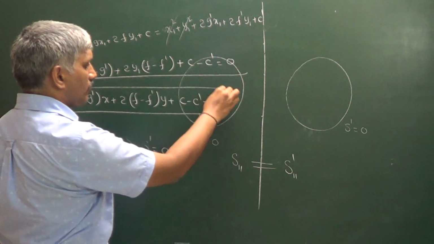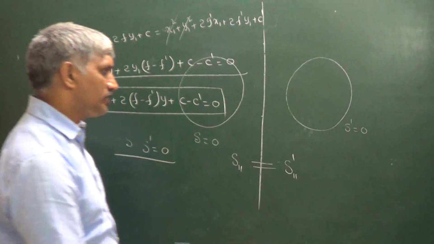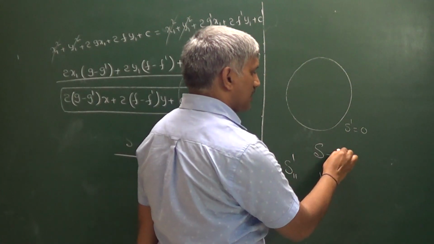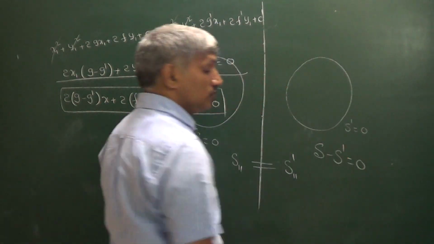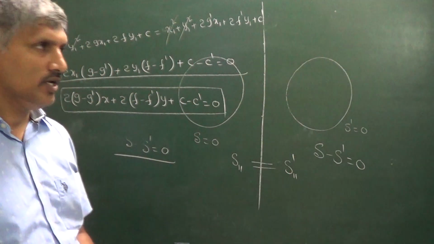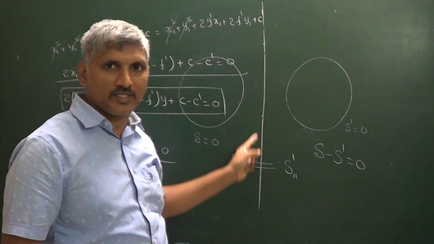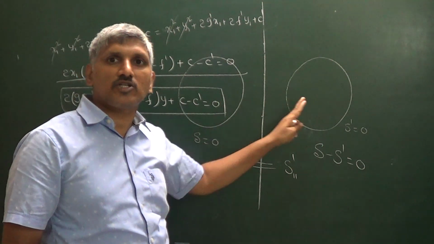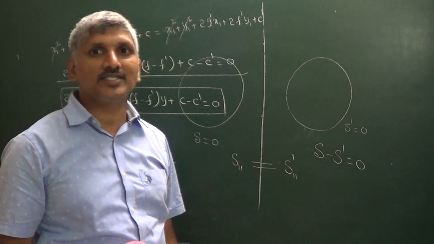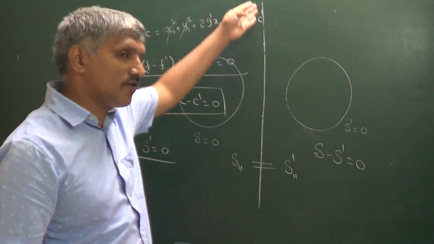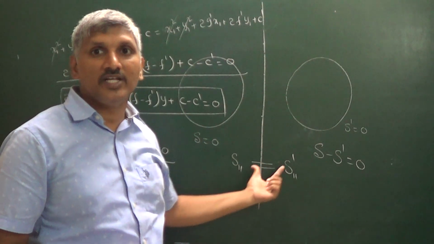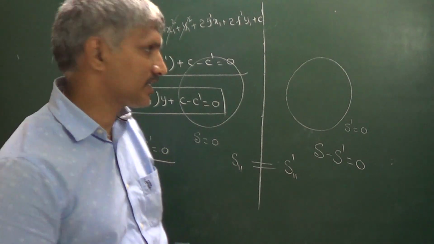This is the equation of the radical axis, which is nothing but S minus S dash is equal to 0. Right? So the locus of all points whose power with respect to these two circles remains the same, then the locus of all these points is a straight line. That straight line is called the radical axis.